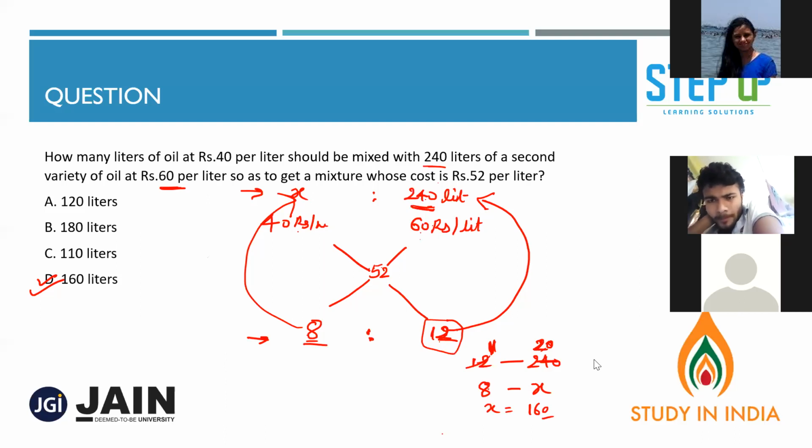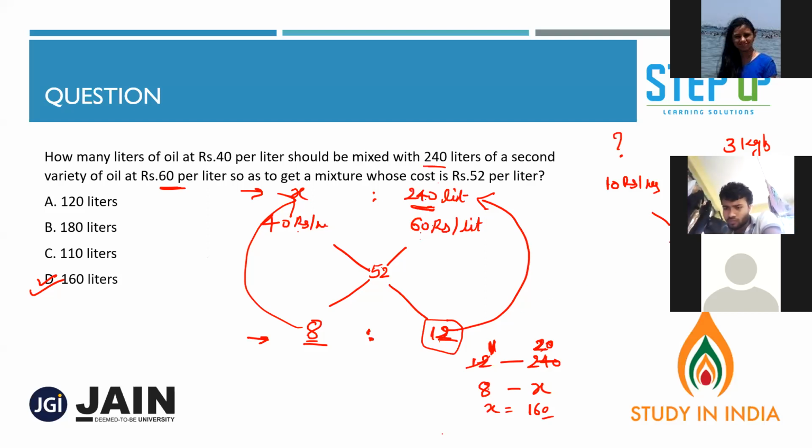Think logically. Okay, let me give one more example. For those for whom it's repeating, wait for a while. So let's say a simple example: 10 rupees per kg is the first type, and the second is 30 rupees per kg. You bought 3 kgs of this type, fine. How many kgs should you buy of this type such that the mixture is costing you 25 rupees per kg?